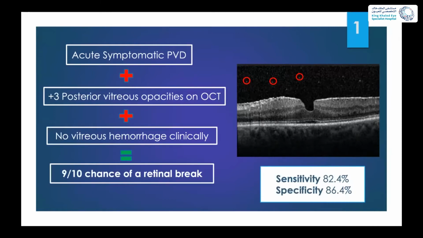specificity more than 80%. So as everyone knows, if the patient presents to you with acute symptomatic PVD and there is vitreous hemorrhage, the risk of a break is high. But if there is no vitreous hemorrhage and you have an OCT and you find this vitreous opacity and it's more than 3, this patient has a 9 out of 10 chance of a retinal break. So you need to go back and check the periphery and do depression to rule out the break. And this is the message from the first case.